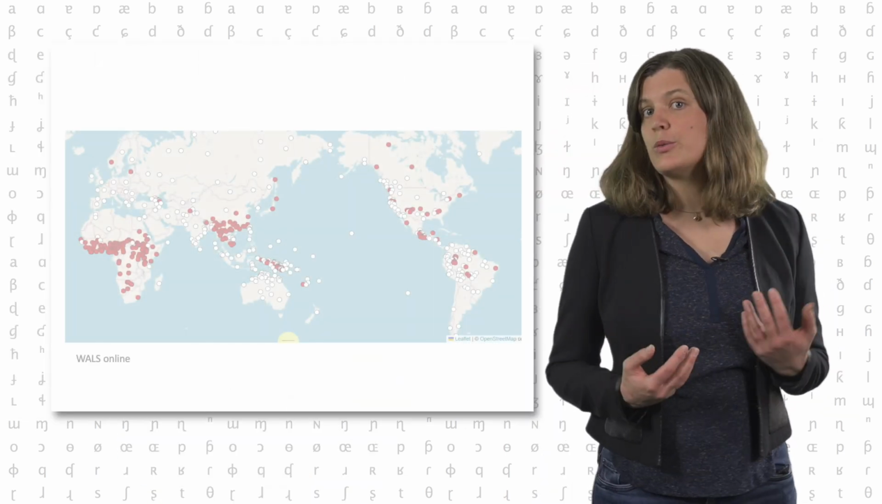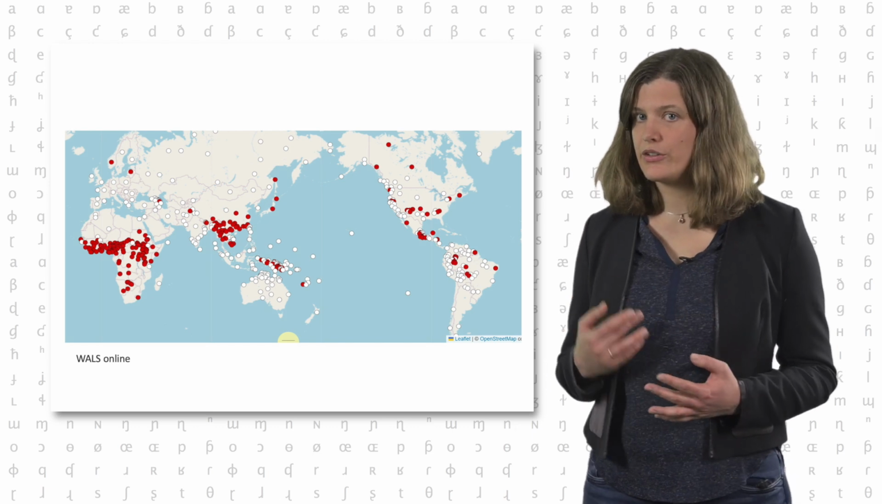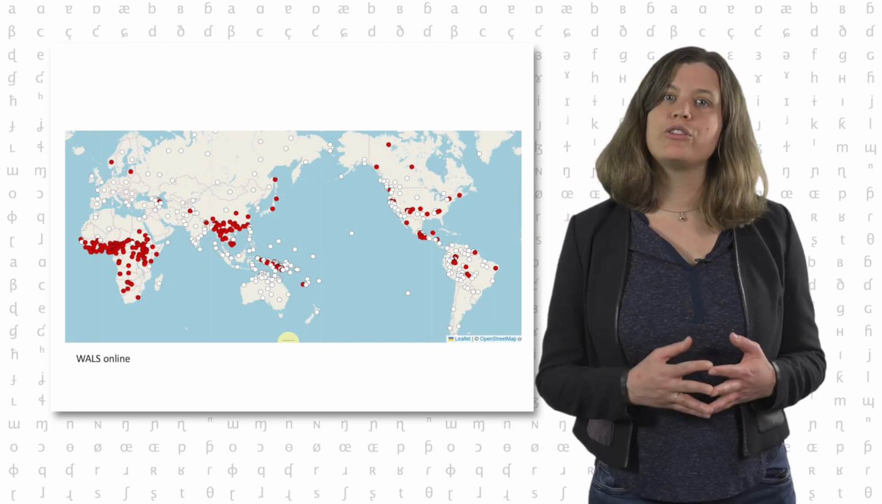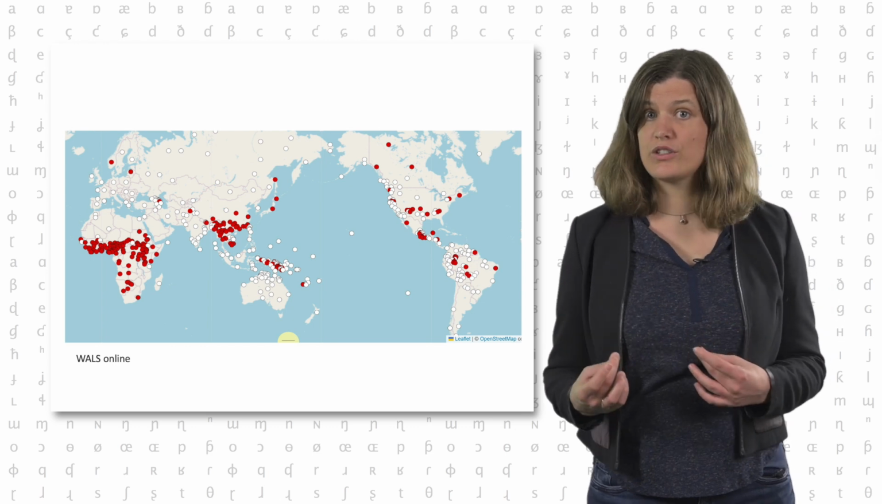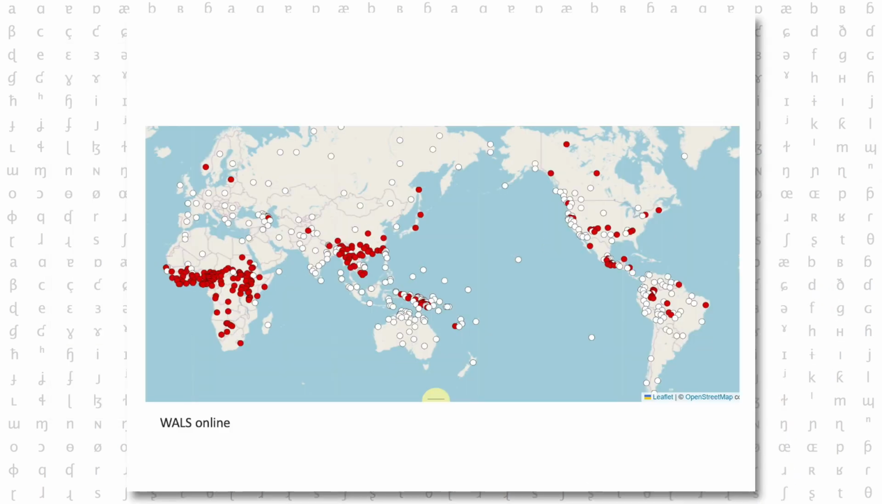The majority of the world's languages are tone languages. This map shows languages with tone as red dots and languages without tone as white dots. As you see, tone languages occur everywhere, but are especially common in Africa and Southeast Asia. If you are working on an African language, it's smart to start from the assumption that the language has tone.